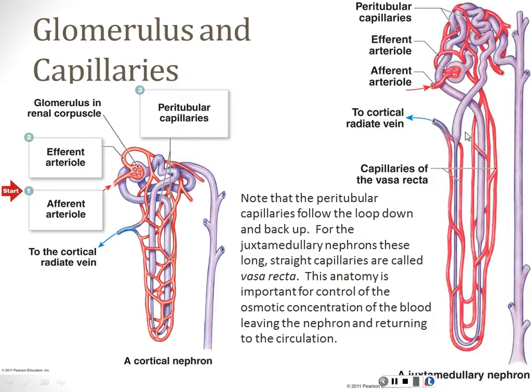And the importance of these will become clear later, but by following the nephron loop down and back up, it means that the concentrations of things in the blood are able to normalize before it goes back into the rest of the circulation, which I'm not going to get into now. We'll come back and I'll talk about this again later, but today's anatomy day. So we have the peritubular capillaries, and then we have these vasa recta that go down and back up.